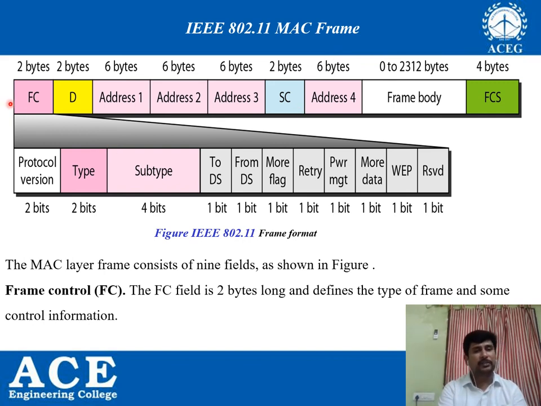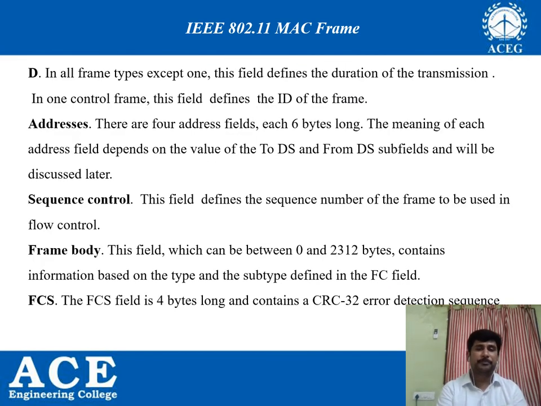As we discussed, the first field of the MAC frame is frame control. The frame control field is 2 bytes long, and it defines the type of frame as well as some control information. So we'll discuss this in the coming slide. The next field in your MAC frame format is D. D indicates the duration of transmission except for control frames. In control frames, D defines the ID of the frame.